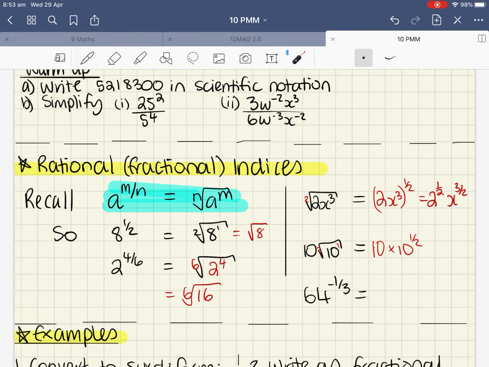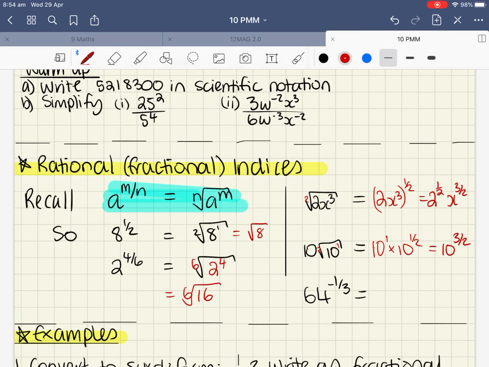Now here's the fun part, because 10 and 10 to the half have the same base, we can actually add those indices together. So 1 plus 1/2 is actually 3 on 2. So that's employing our first index law there. So when we're actually using this index law to convert from fractional indices to surds, or back again, like over here, we need to make sure that we're still simplifying our answer as much as possible.